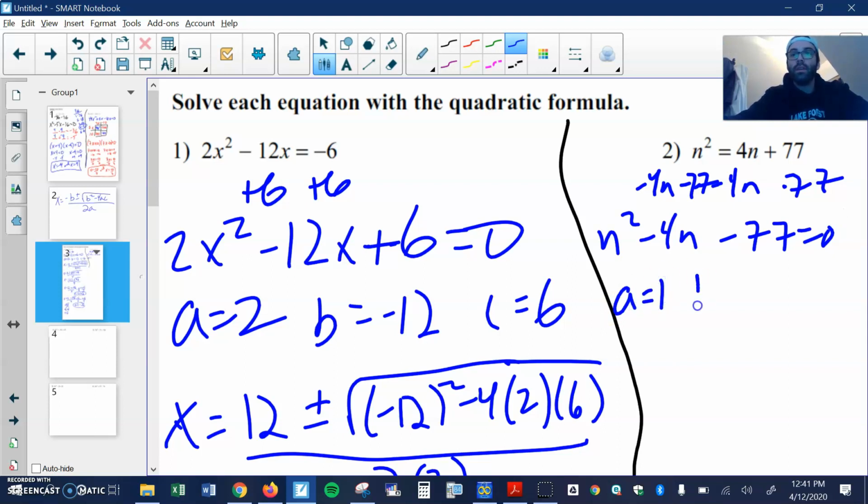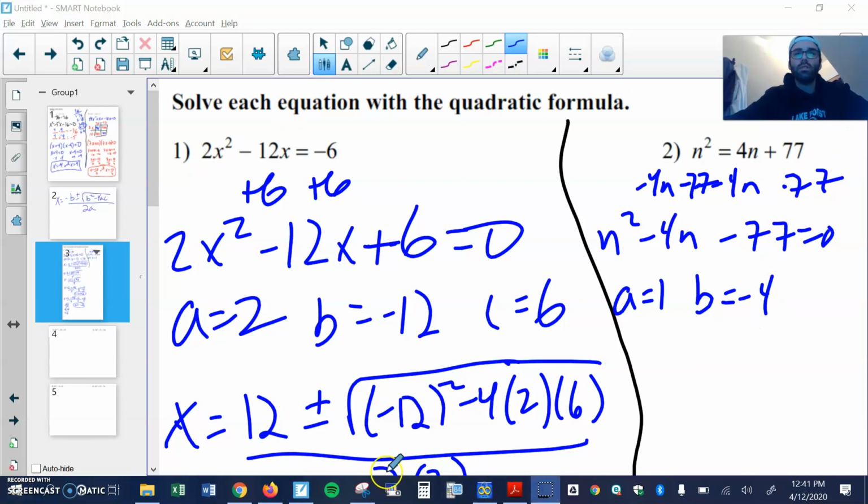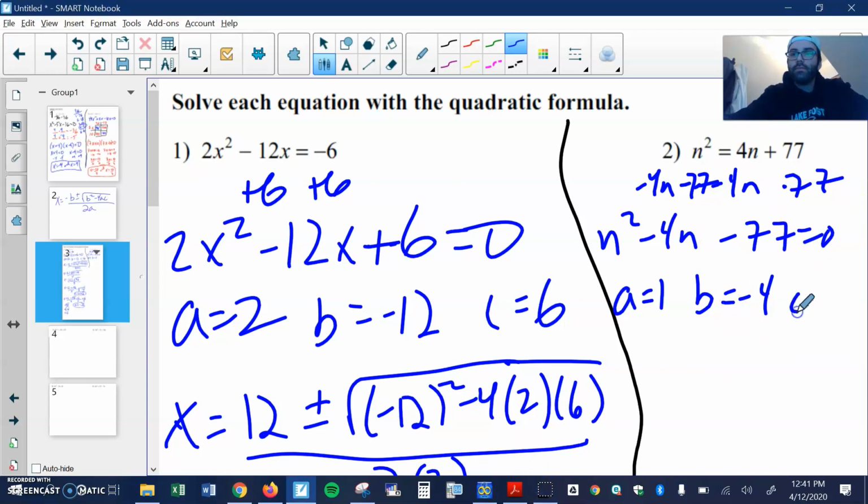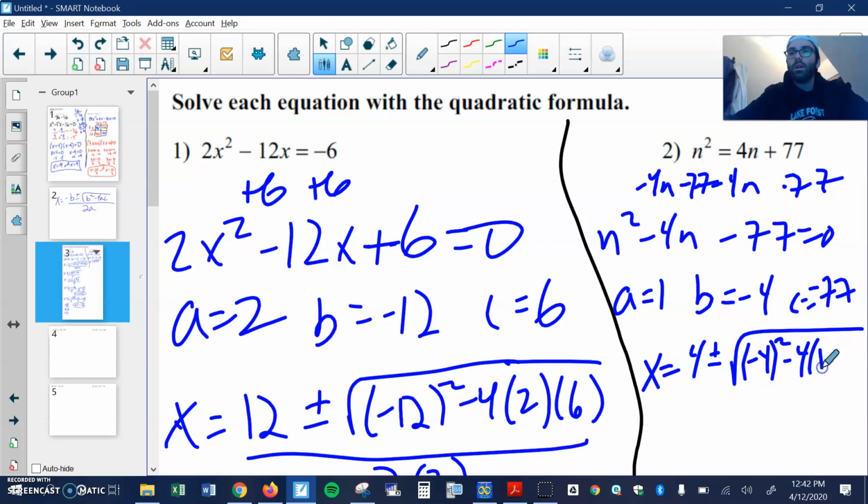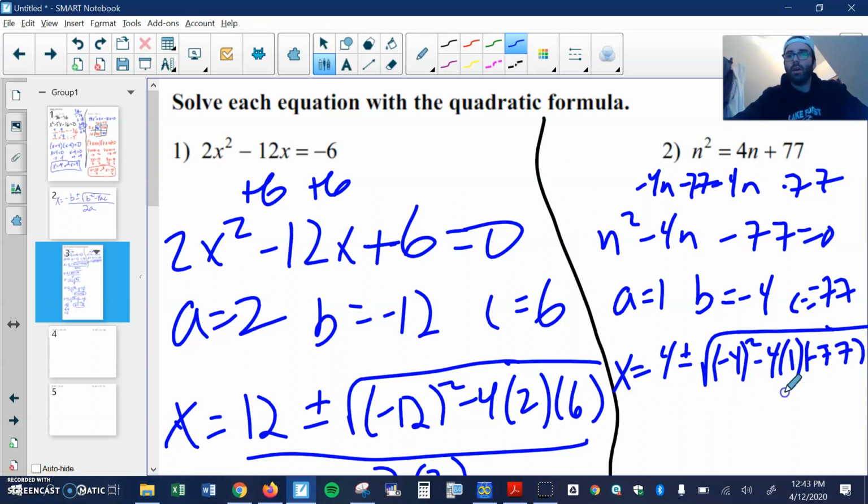A equals 1, B equals negative 4, and C equals negative 77. So here we go. x equals opposite of B, which is 4, plus or minus the square root of B squared, so negative 4 squared minus 4 times 1 times negative 77, and that is all over 2 times 1.